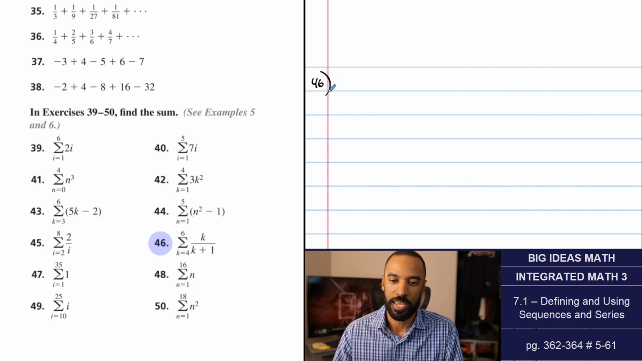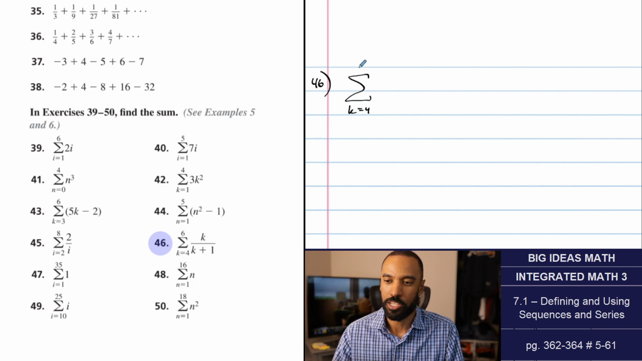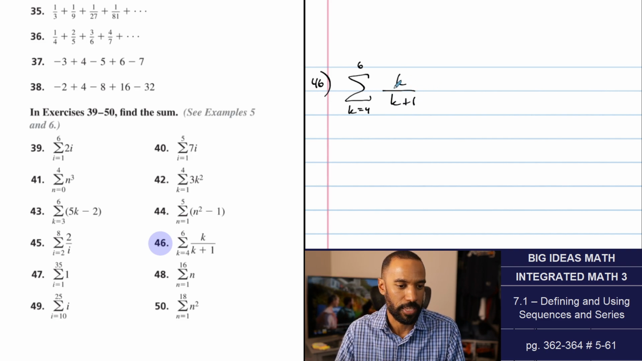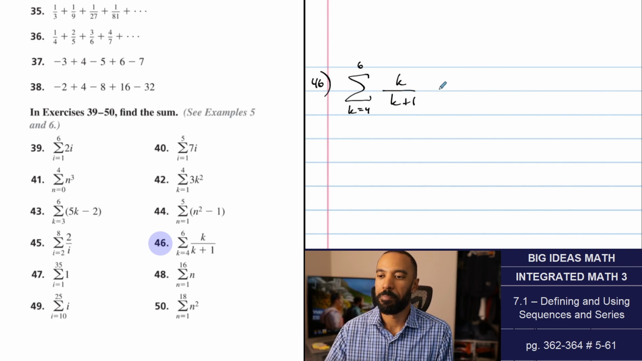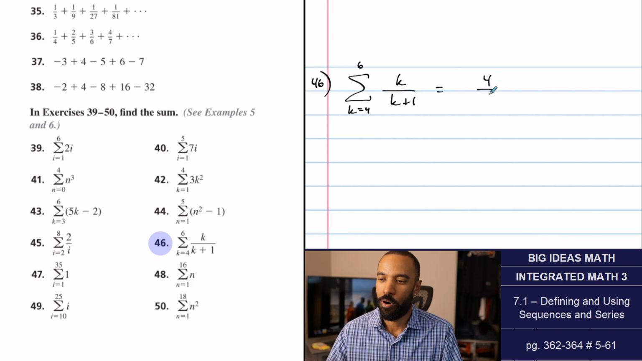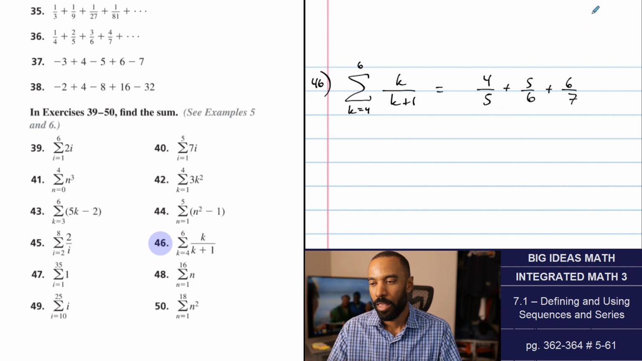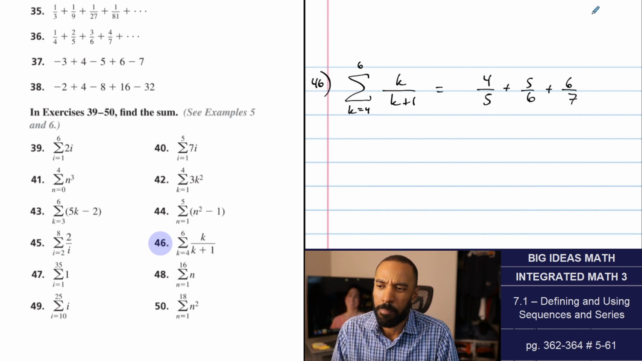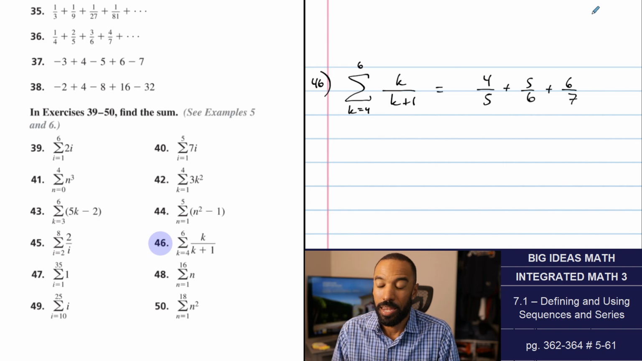So, number 46, we have from 4 to 6. Notice they're using k. k over k plus 1. I guess we had k before. That's not new. That's going to be 4/5 plus 5/6 plus 6/7, right? I guess the numbers will still be big. I'm assuming the least common multiple of these 3 is just the product of all of them. And it should be, right?